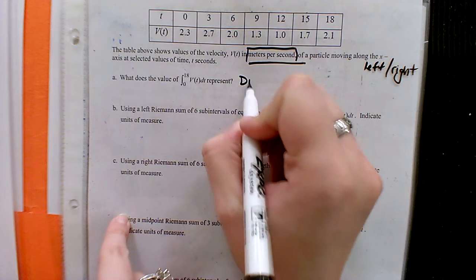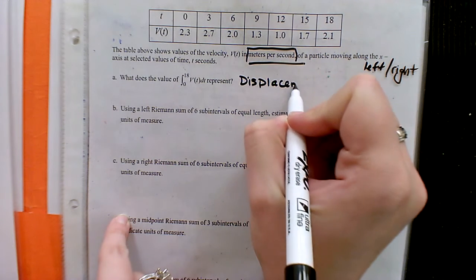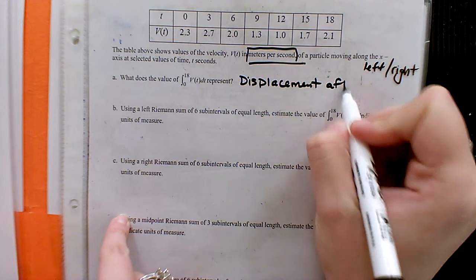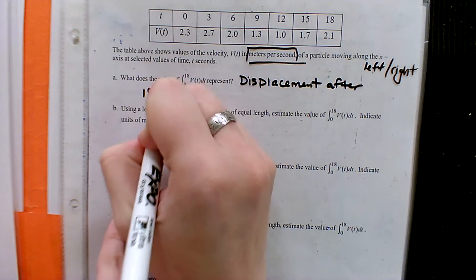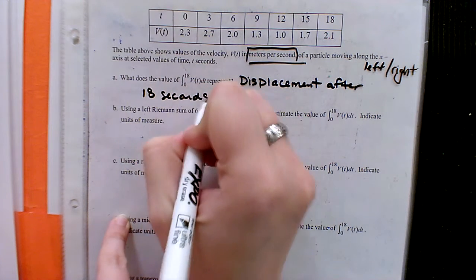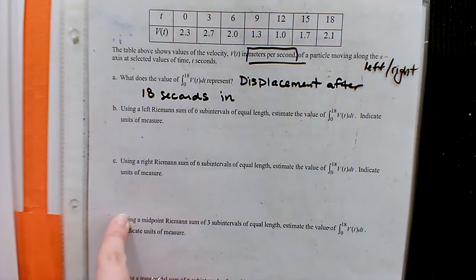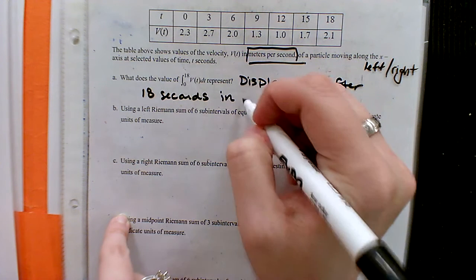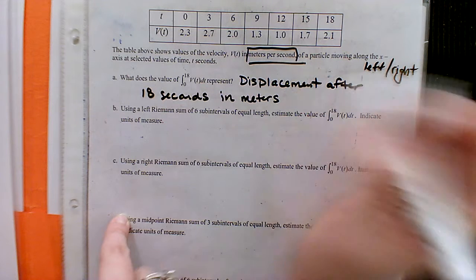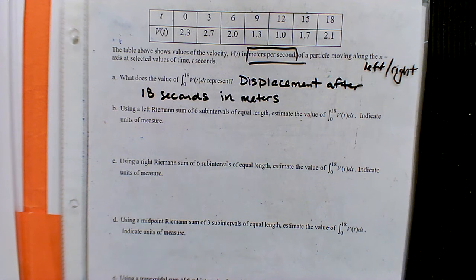Okay, so this is your displacement after 18 seconds in what unit? Displacement or distance? Meters. Okay, so from wherever you started at 0 to wherever you are at 18, your position, that is, whatever the value of the integral is representing how far you've traveled from that starting point, whatever it might be, displacement.